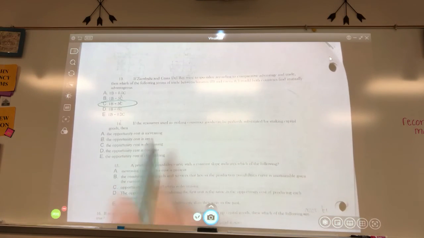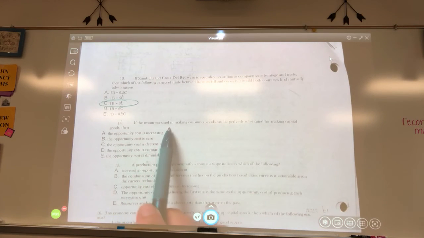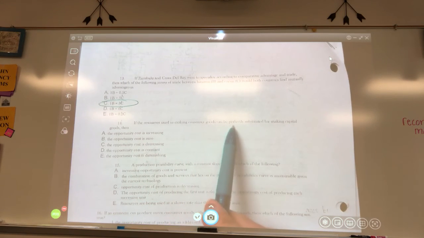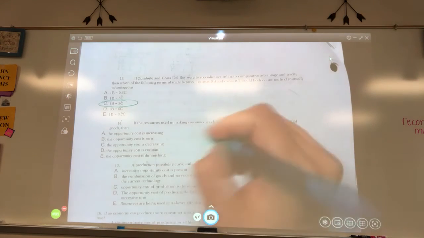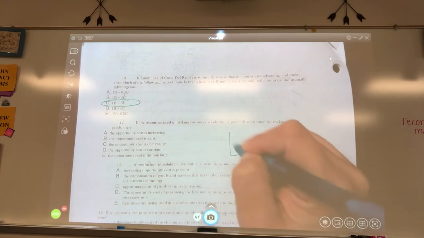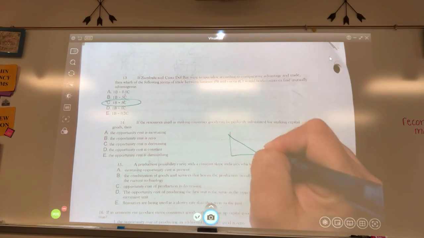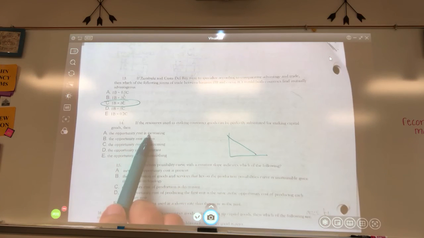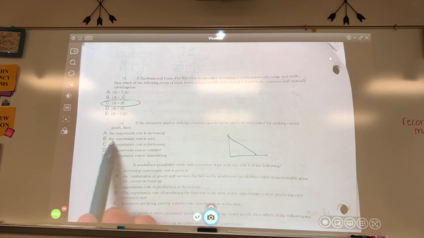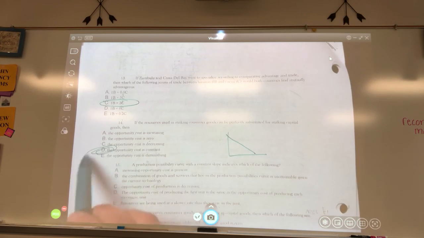If resources used in making consumer goods can be perfectly substituted for making capital goods, so if I can interchange those things, I could use whatever I'm using for cookies, for cakes, whatever I'm using for cars, for trucks, how would my curve look? A straight line, right? So the opportunity cost is increasing? The opportunity cost is 0? The opportunity cost is decreasing? The opportunity cost is constant. There we go.